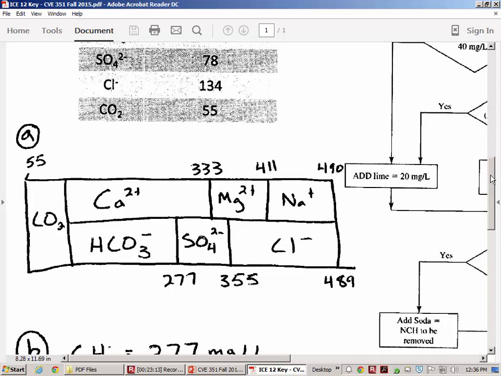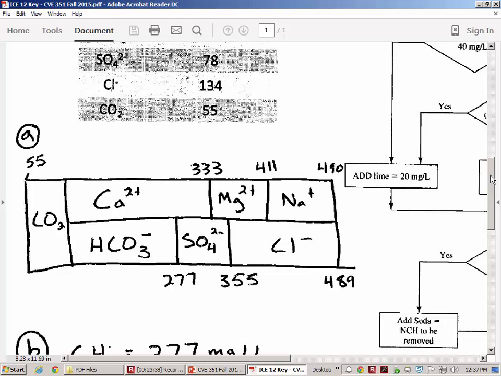So the first thing that we graph is the carbon dioxide, and there's 55 milligrams per liter of that. Then the next thing, we always have these ions in the same order. Have calcium, then magnesium, then sodium. Do it in that order. And for the anions, do carbonate, sulfate, chloride.